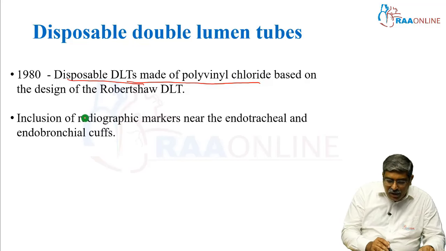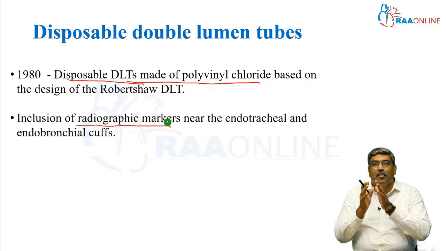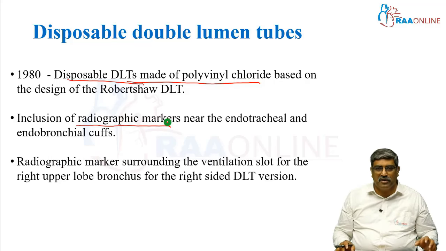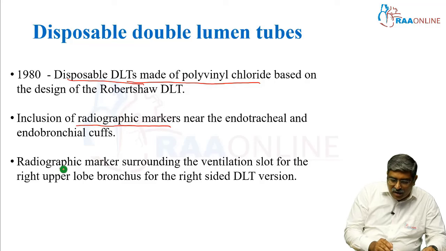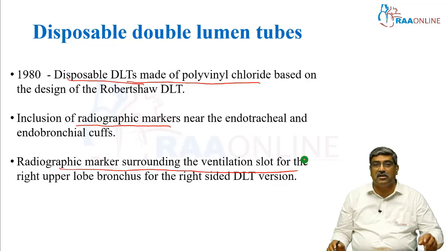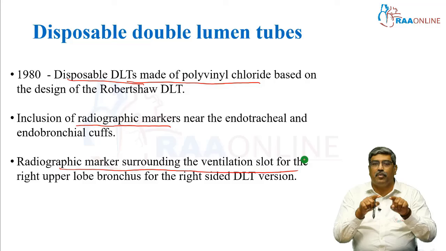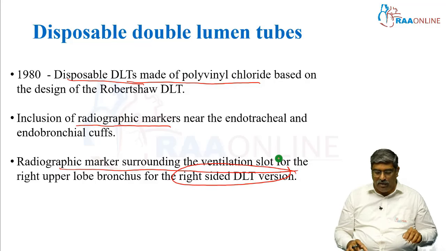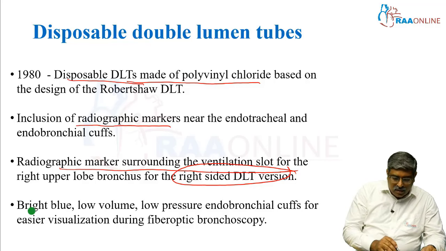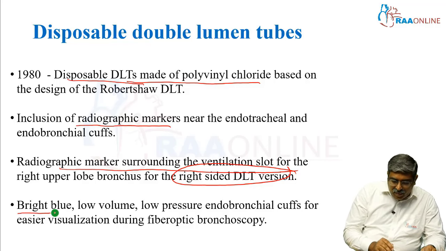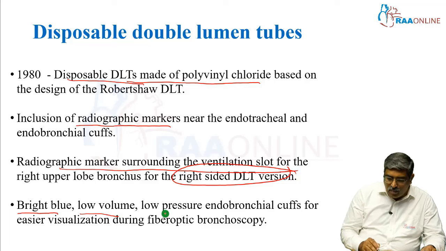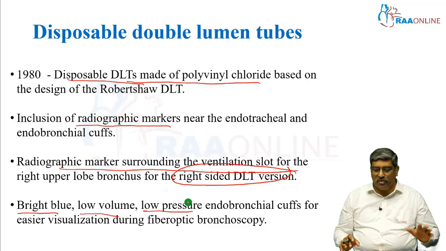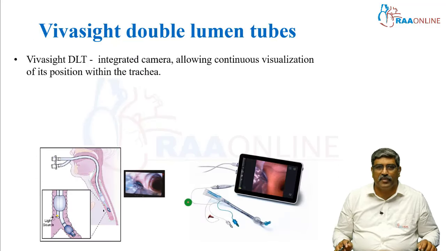There is radiographic marker near the endotracheal as well as the endobronchial cuff, which is very important. This radiographic marker surrounds the ventilation slot of right upper lobe bronchus in case of right-sided double-lumen tube. The endobronchial cuff is a bright blue, low volume, low pressure cuff and allows easy visualization during fiberoptic bronchoscopy.